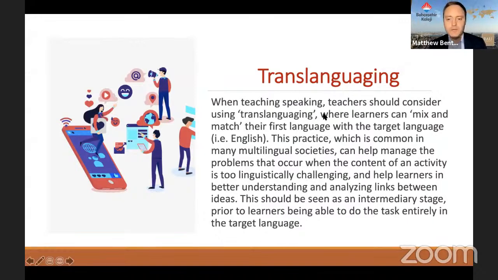So when teaching speaking, and by the way, I saw one of you use this in the chat box, I think last week, one of you mentioned translanguaging, and I said I was going to mention it. Essentially, it's when learners, as you see here, mix and match their first language with the target language.